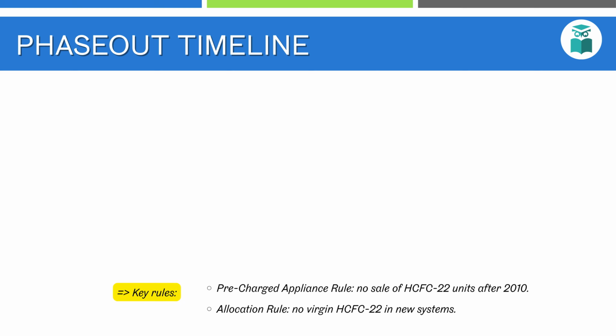Two important rules to remember. The pre-charged appliance rule. This prohibits selling new systems pre-filled with HCFC 22 after 2010. And the allocation rule. This bans the use of virgin HCFC 22 in new equipment.